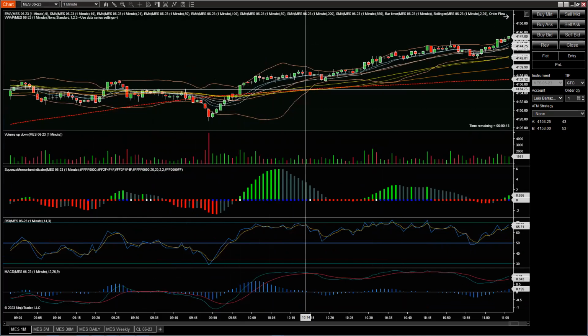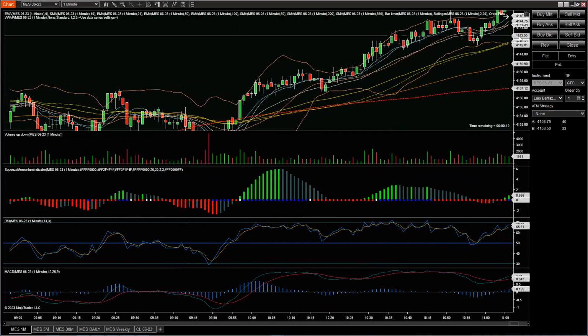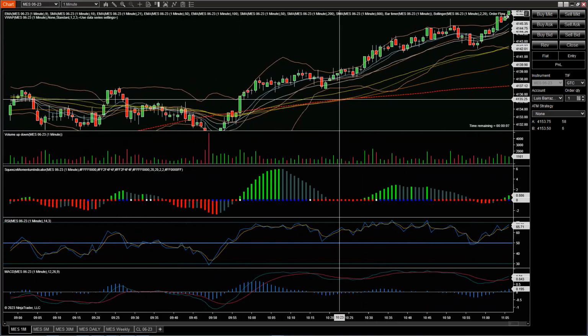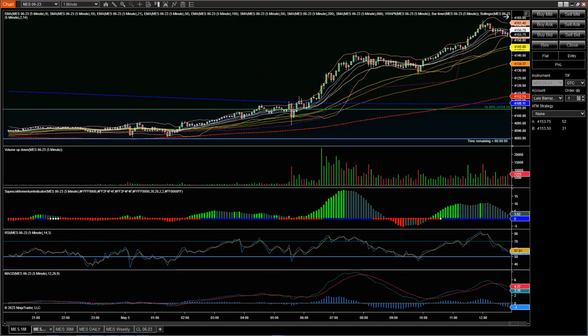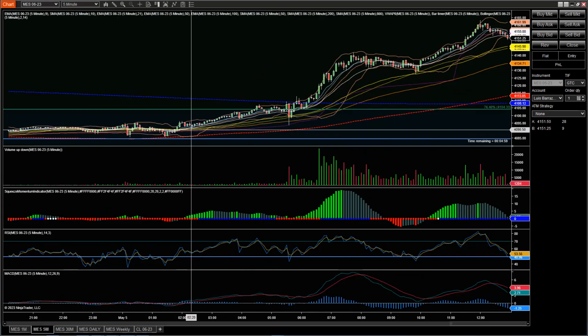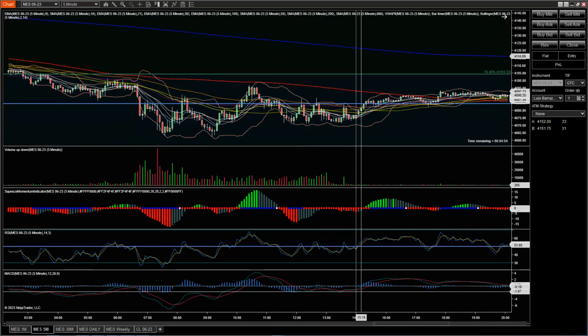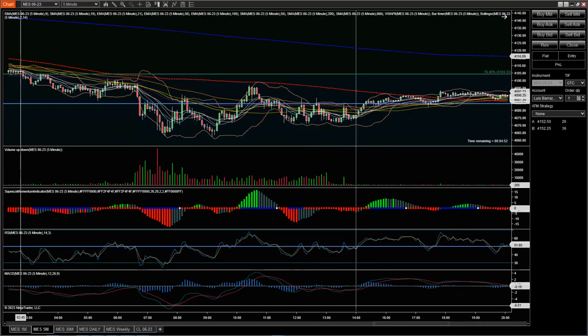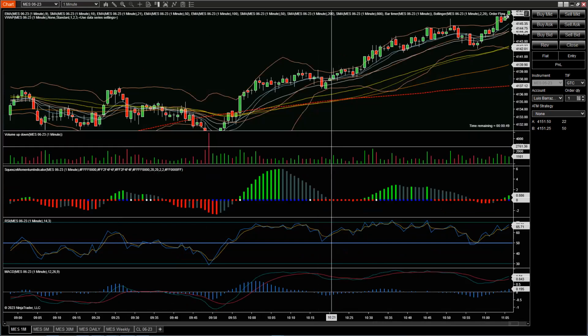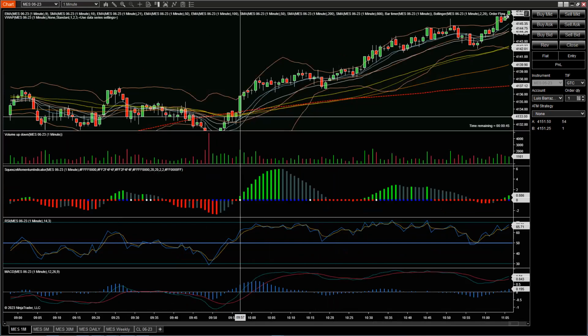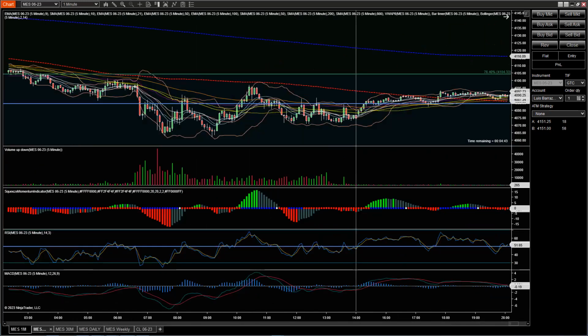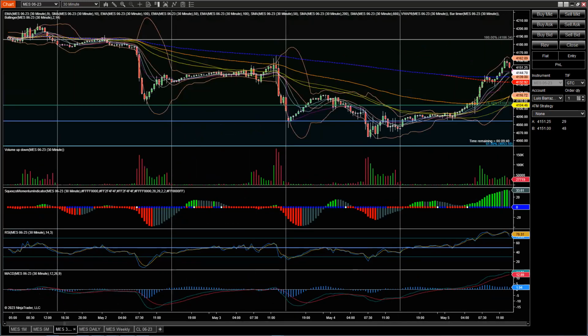For instance, let me see. Here's the 50-100 cross right here. But if you look at the 5 minute, it crossed way back here at 2:40 in the morning, where the 1 minute crossed at 9 in the morning. So you kind of gotta use the smaller time frames to tell you where price action is going in the longer time frame.